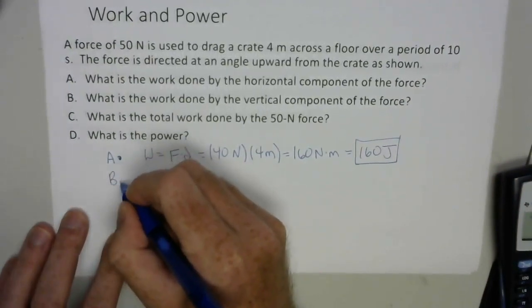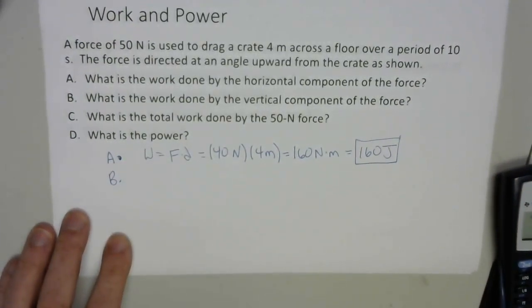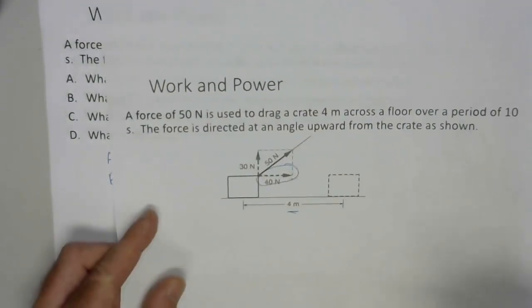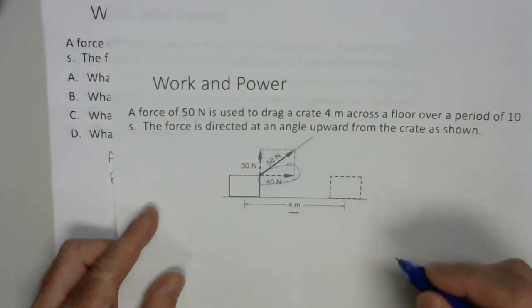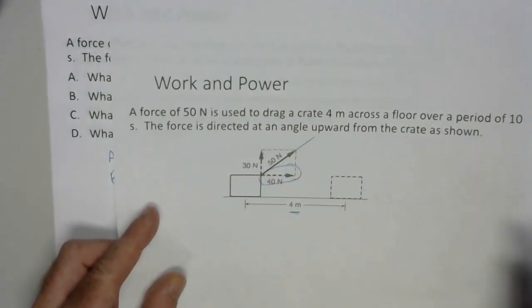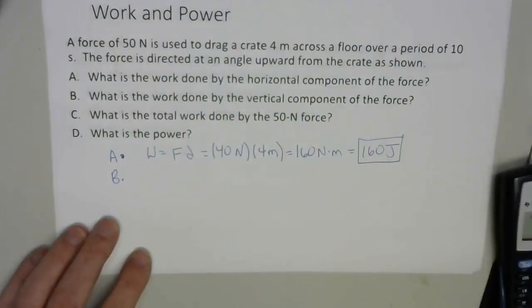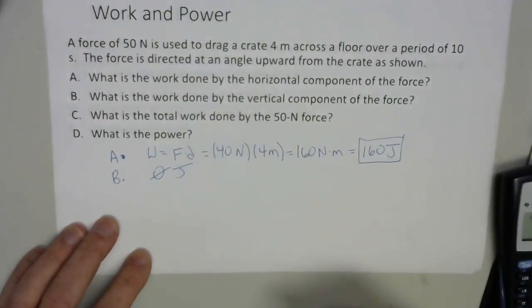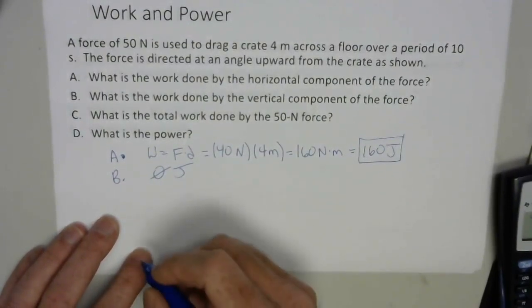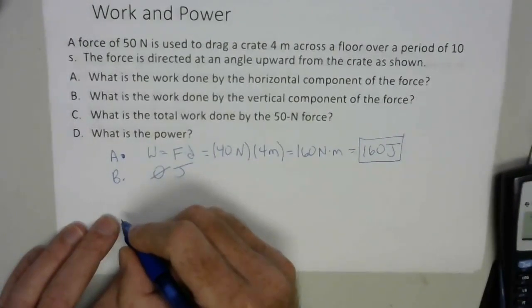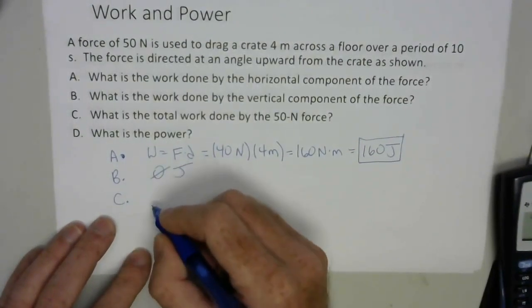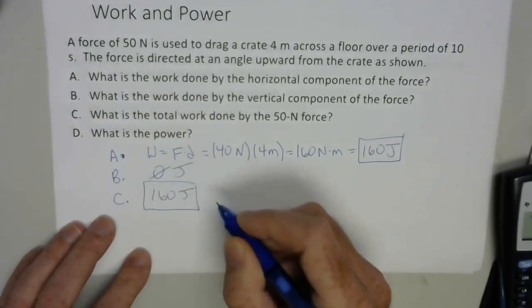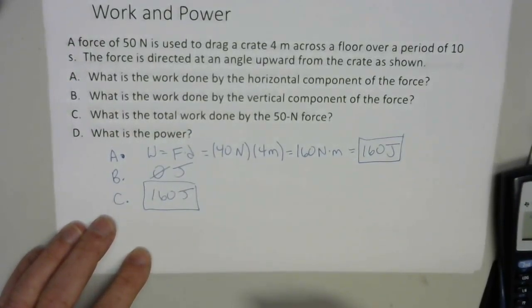B, what is the work done by the vertical component of the force? Well, the vertical component of the force was 30 newtons, but it doesn't move vertically, so the distance is 0. It's not moving in that direction, so the work equals 0 joules. It doesn't do any work in that direction. So the total work done is just going to be the 160 joules done in the horizontal direction.